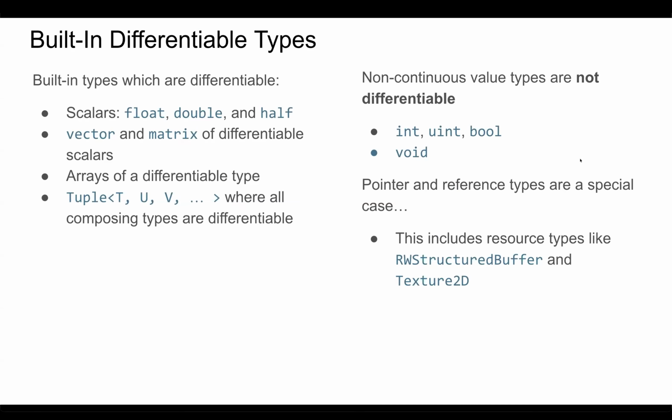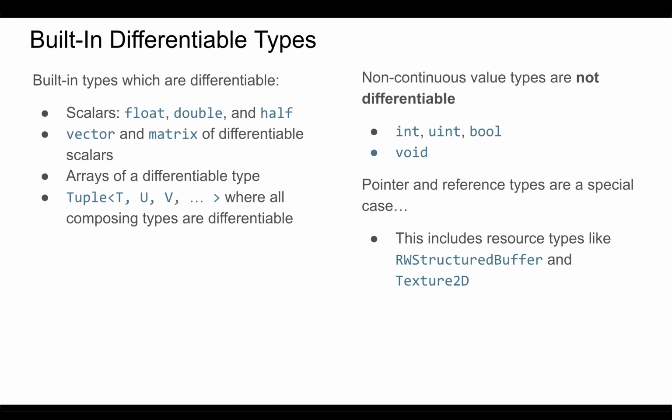Now, not every type can be differentiated. The core principle here is that differentiable types have to be continuous, and that's just a property of math. So discrete value types like int, uint, and bool are not differentiable because their values change in discrete jumps. So there's no smooth slope or gradient to measure. Similarly, void is not a differentiable type because it represents the absence of a value.